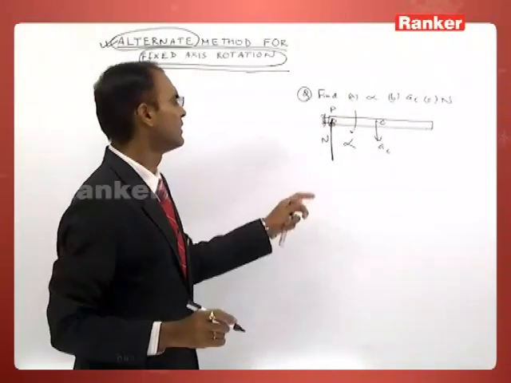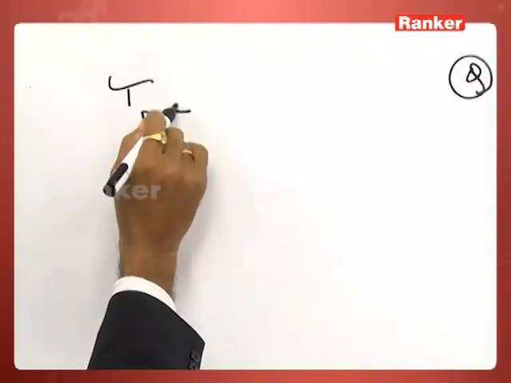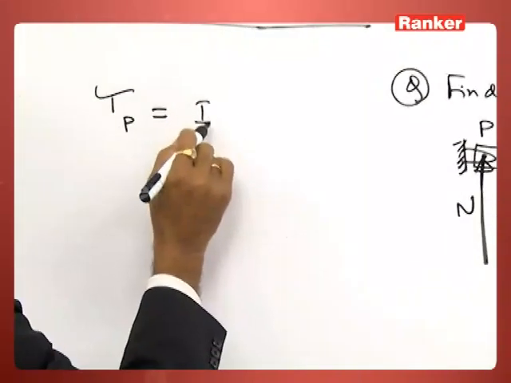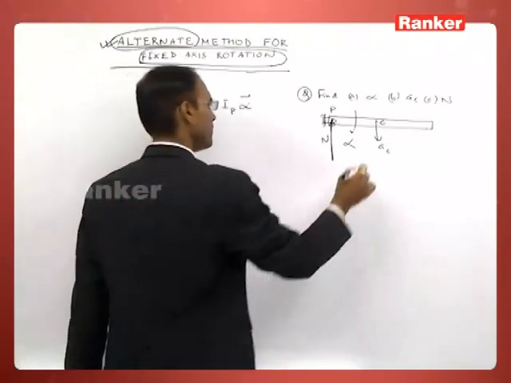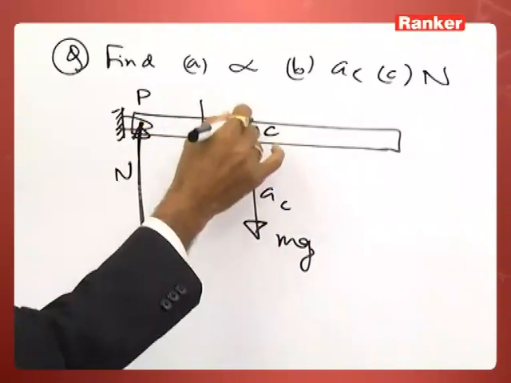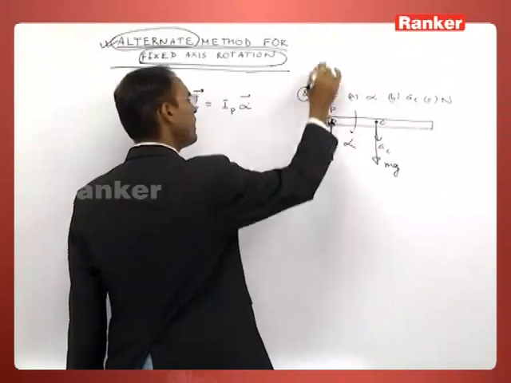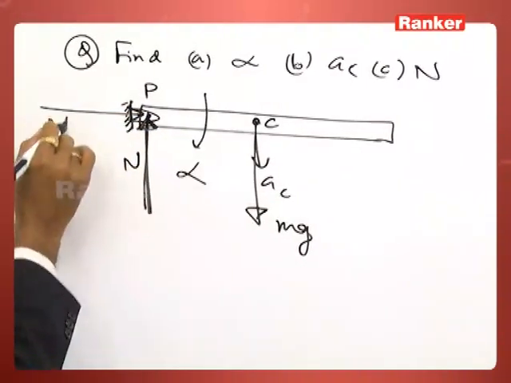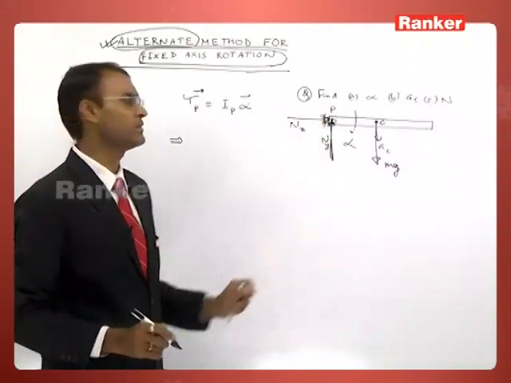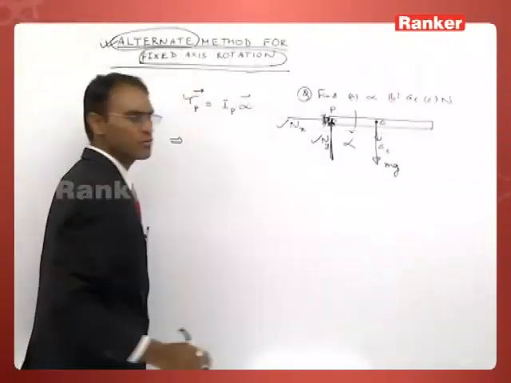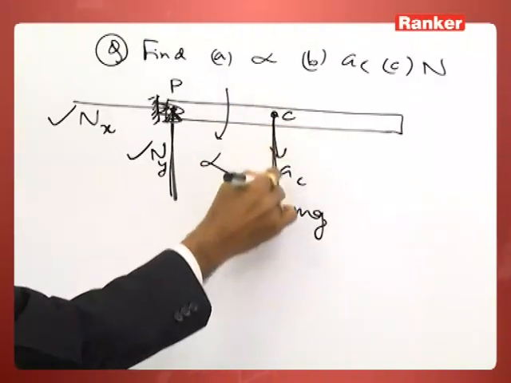We have solved this problem by using the center of mass method, the general method. Now let us use this method where we take the torque of all external forces about the pivot and equate it to Ip into alpha. If you draw the free body diagram, we have the gravitational force which is acting at the center of mass, and normal reaction which is pushing the rod at this point, and another reaction force Nx pushing the rod at this point horizontally. The horizontal reaction force, vertical reaction force. These two forces pass through this point, therefore they cannot produce a torque about that point. Hence the torque is produced by the gravitational force only.